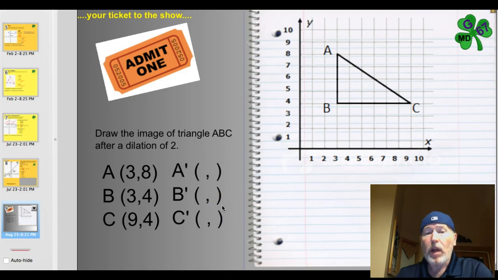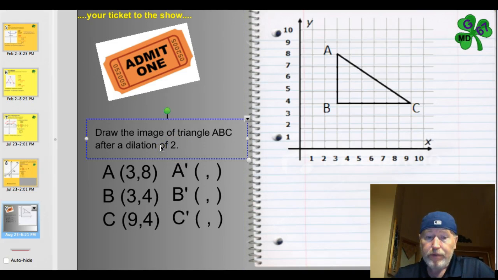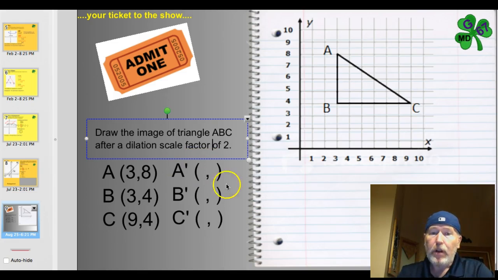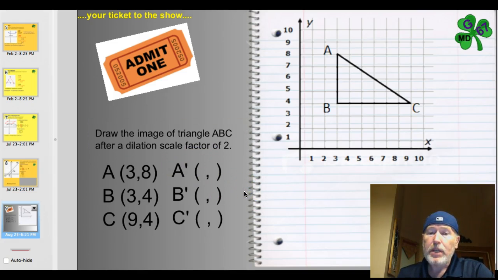You don't have to bother graphing it out. We'll do that tomorrow in class. All right, I want you to figure out what those coordinates would be if you draw the image of it with a dilation with a scale factor of 2. All right, go ahead and do that for me. Copy those down.